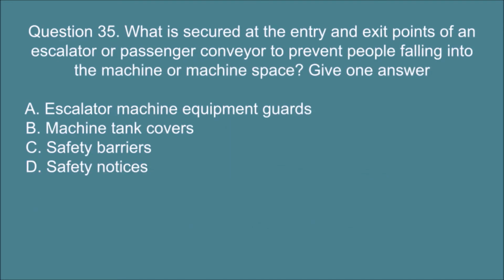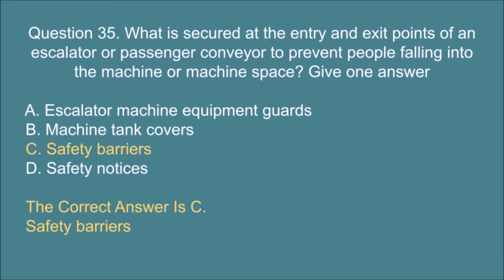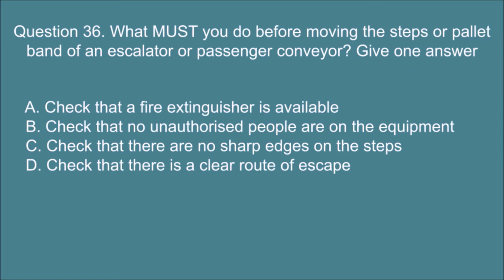Question 35. What is secured at the entry and exit points of an escalator or passenger conveyor to prevent people falling into the machine or machine space? Give one answer. A. Escalator machine equipment guards. B. Machine tank covers. C. Safety barriers. D. Safety notices. The correct answer is C. Safety barriers.